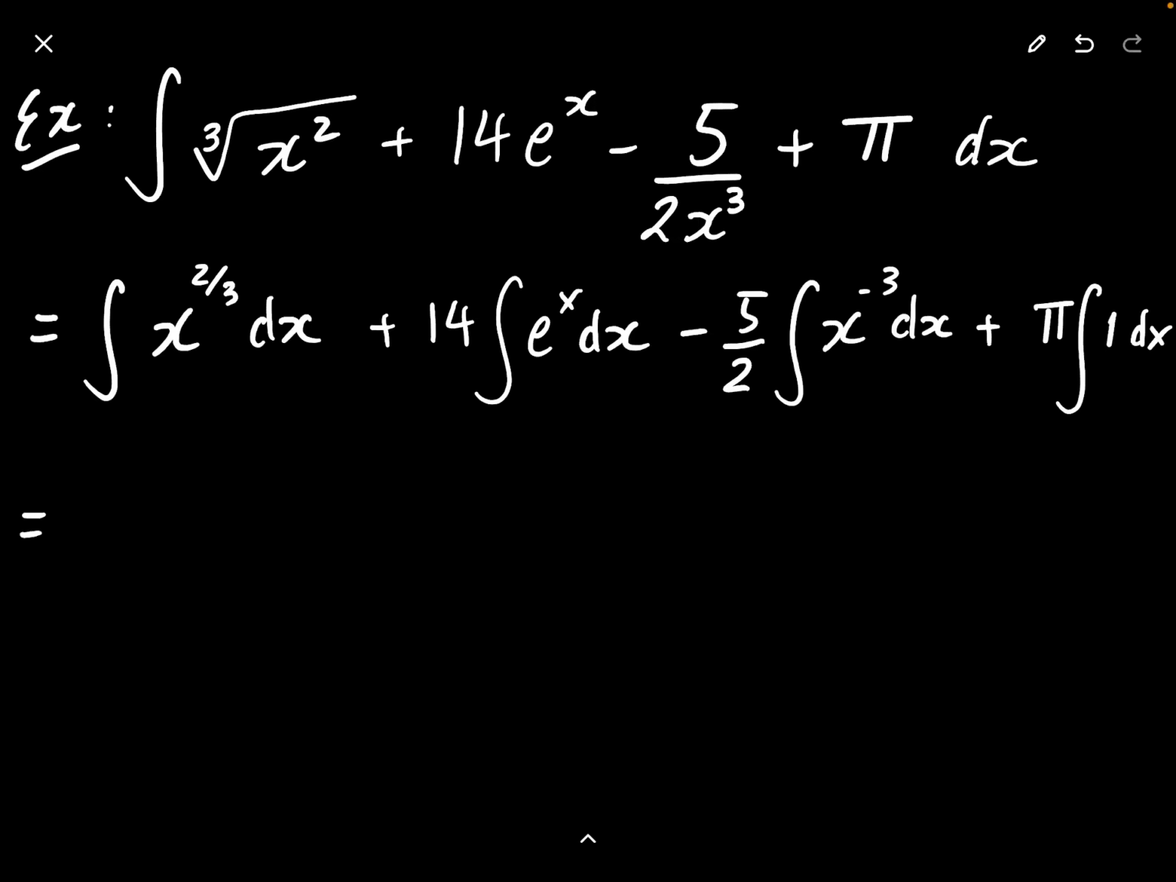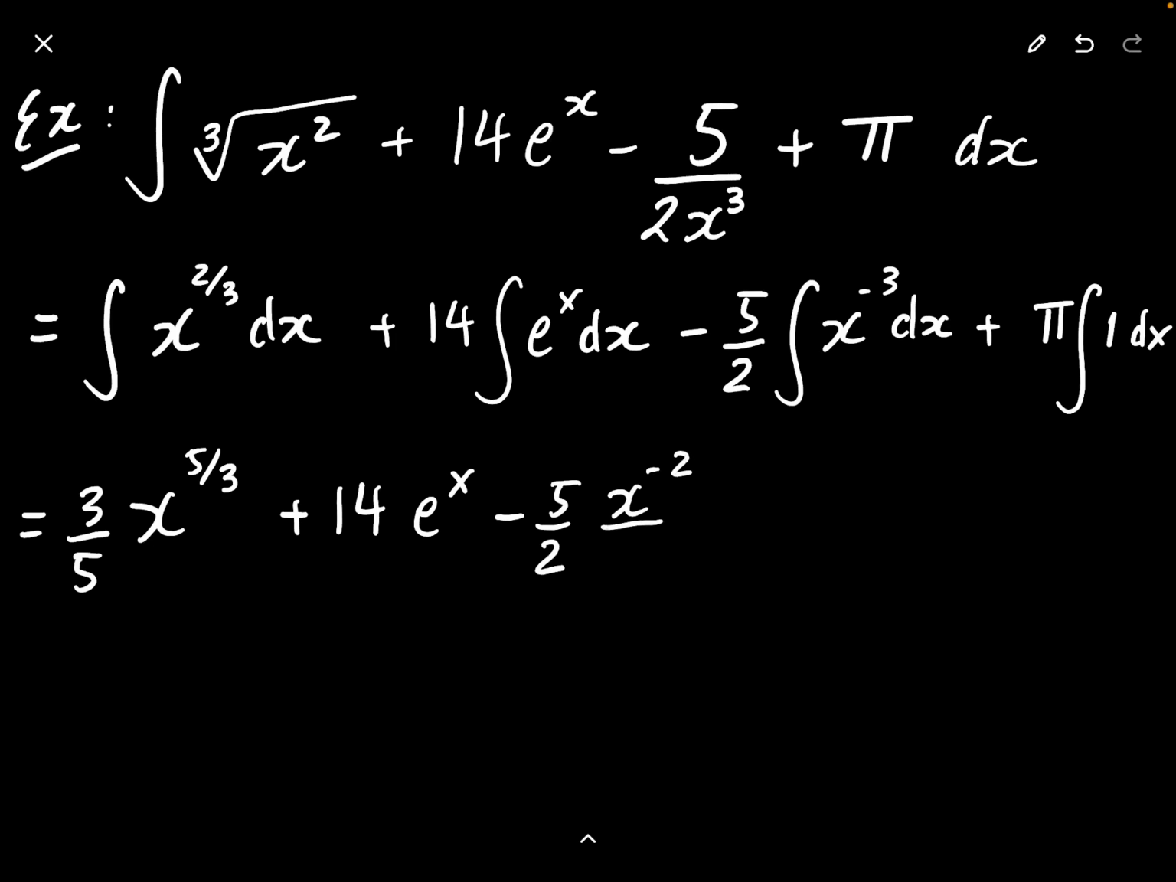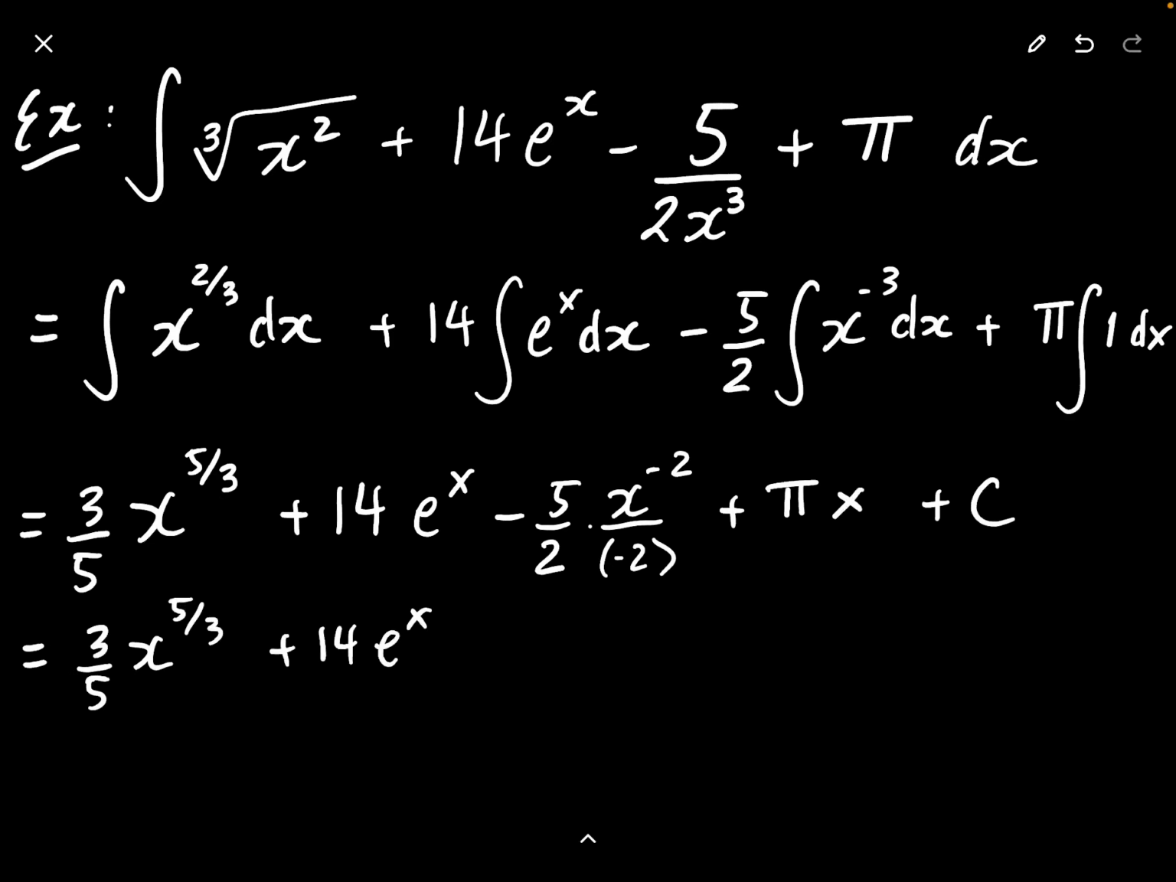So for the first integral, x to the 2/3 plus 1, 2/3 plus 3 over 3 is 5 over 3. Either you can divide by the fraction 5 over 3, or you can multiply by its reciprocal 3 over 5. Plus 14, integral of e to the x is e to the x, minus 5 over 2. The antiderivative for x to the minus 3 will have x to the minus 3 plus 1, which is minus 2, divided by minus 2, plus pi times the antiderivative of 1, which is x, plus c. Next, I'll just simplify the constants. Negative times negative is positive.